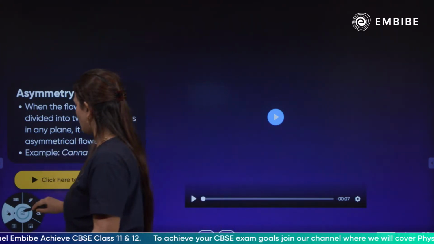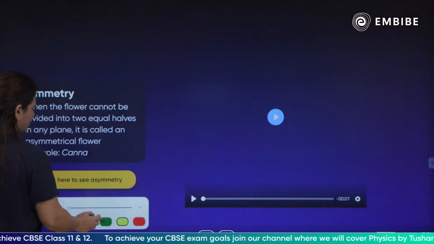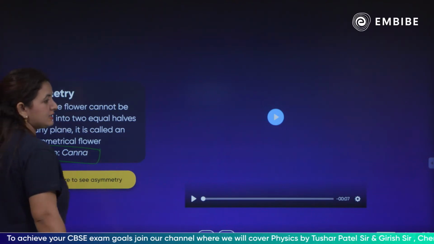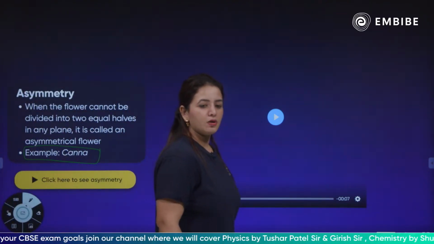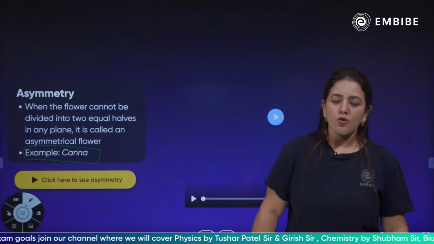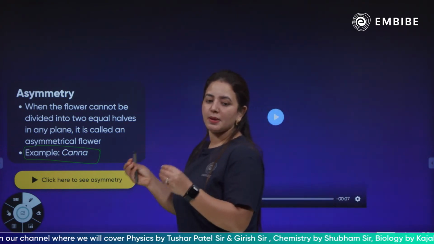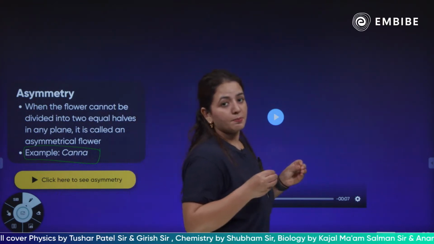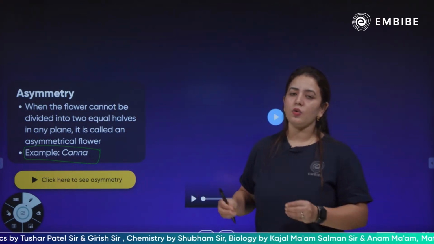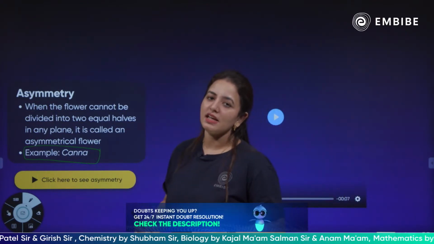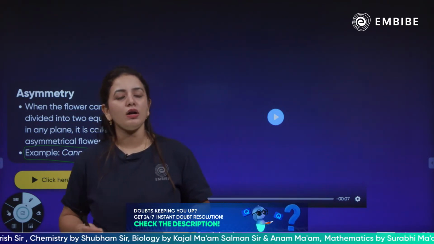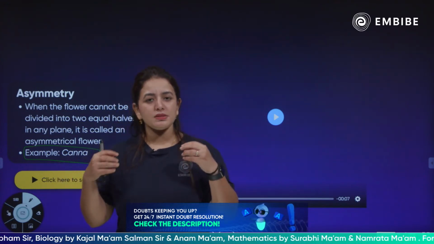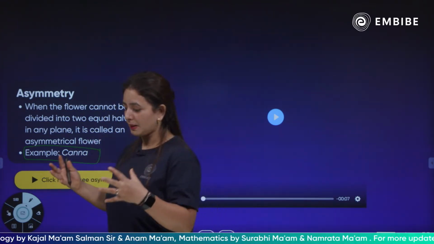This is very important, children. Sometimes this question comes up a lot. Canna is a very popular example of asymmetry. Please try to remember this particular name. This flower possesses asymmetry. It will not cut into two equal halves through any plane. So let's see how it is depicted through the video.